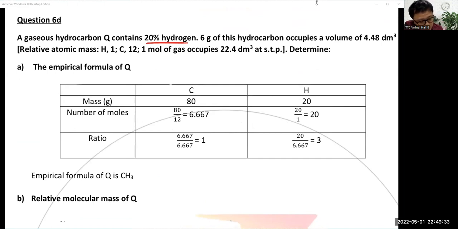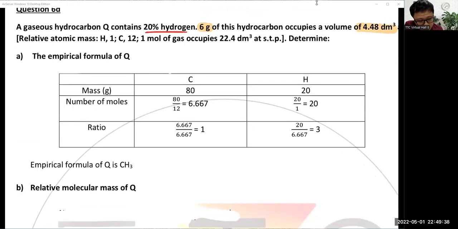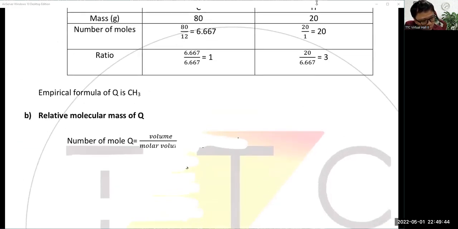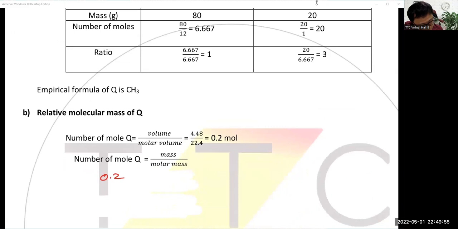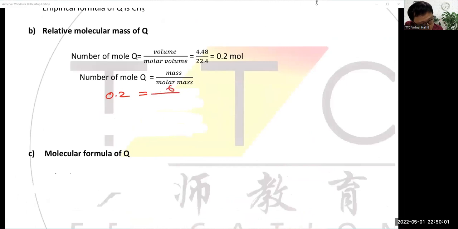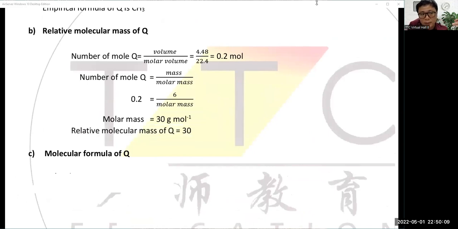Then here, it tells you that 6 grams will occupy 4.48 dm³. So what we do is, since we have volume, we use the molar volume to find the number of moles. So 4.48 dm³ divided by 22.4, you get 0.2 mole. Then you see this 0.2 mole is here. The mass I have is 6 grams. Then I'm able to find my molar mass. My molar mass is 30 grams per mole because molar mass has a unit. So it means the relative molecular mass is 30.